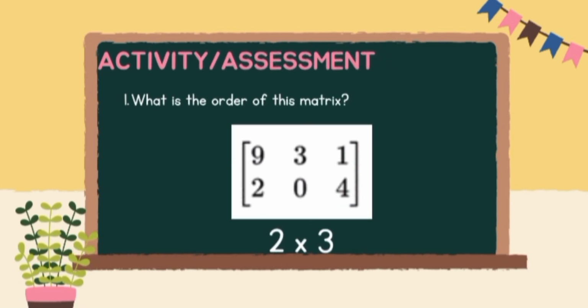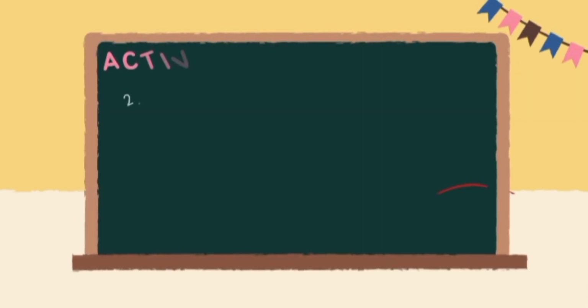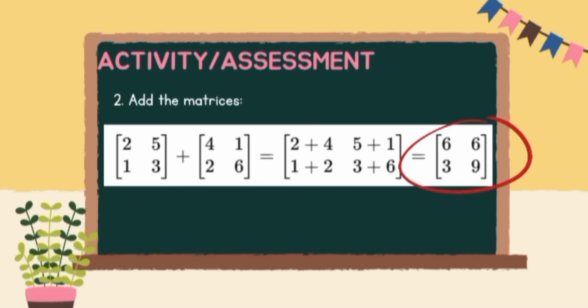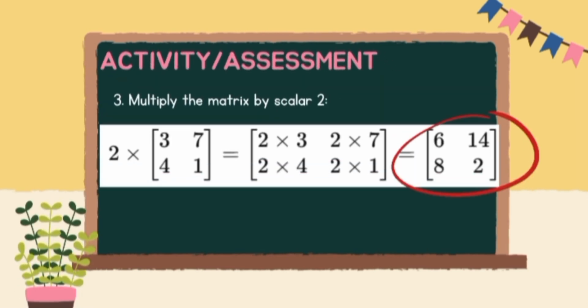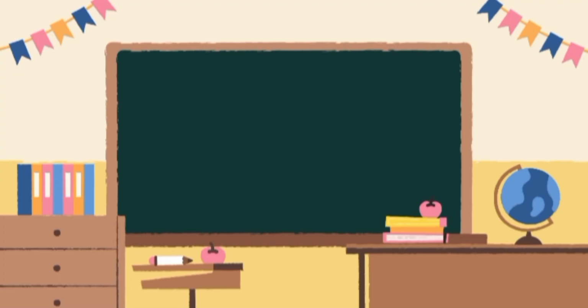Alright, let's see how you did. For number 1, the order is 2 by 3, 2 rows and 3 columns. Good job if you got that. Number 2, the answer is 6, 6, 3, 9. Nice! Number 3, scalar multiplication gives 6, 14, 8, 2. Easy peasy. Good job! If you get all three right, give yourself a high five.